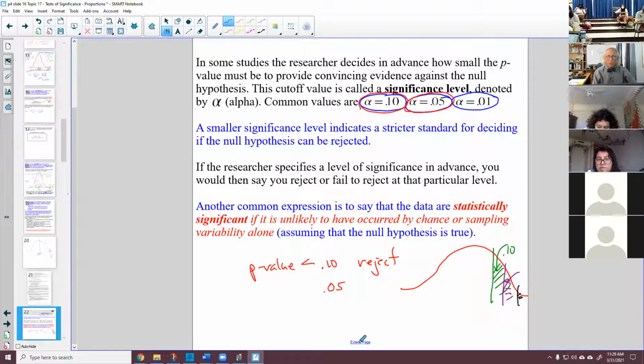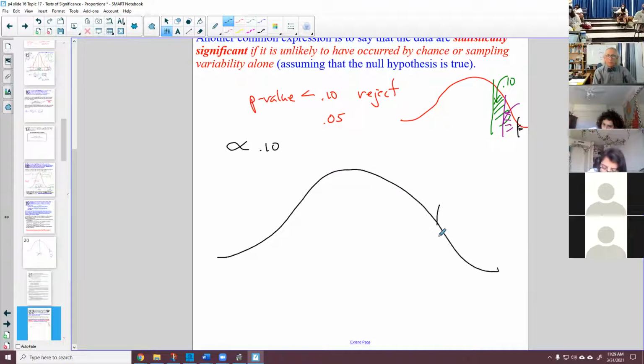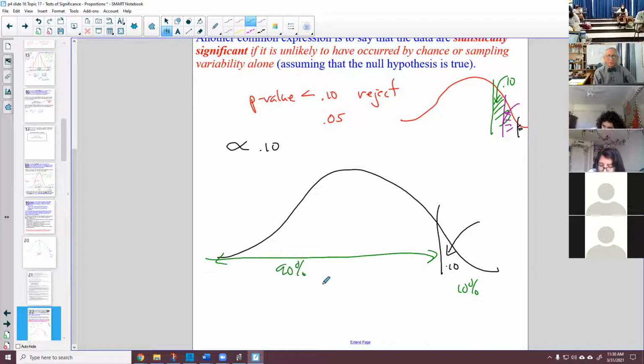And you'll notice that if I have an alpha of 0.10, so I'm saying right here, this is 0.10, well, this is 10%, and this is 90%. So it's similar to a confidence interval, but not exactly the same thing.